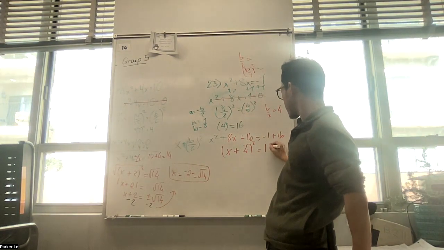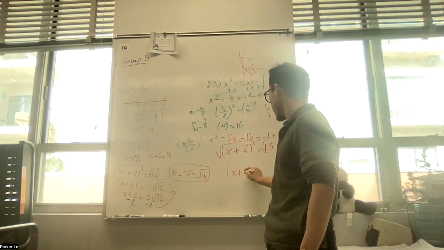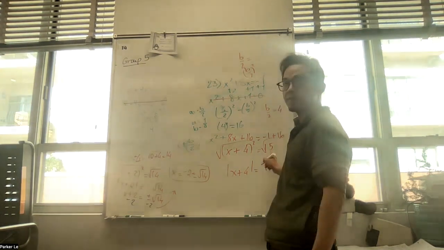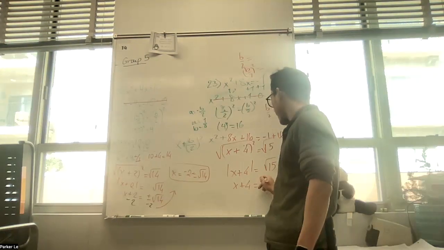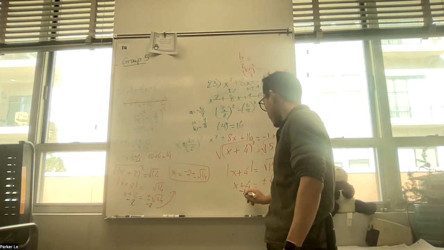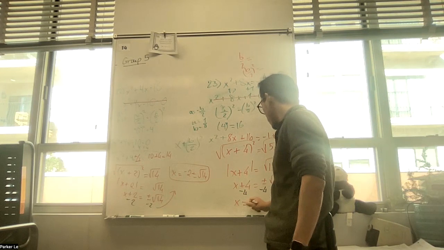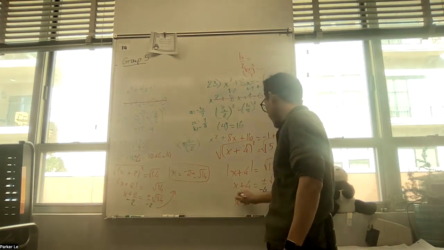16 minus 1 is 15. And now I do the square root. X plus 4 equal to square root of 15. Because I cannot break the 15, right? And now when I take out the absolute value, I'm going to have plus minus. Very good. And now minus 4. My final answer would be x equal to negative 4 plus minus square root of 15. Exactly. Very good.